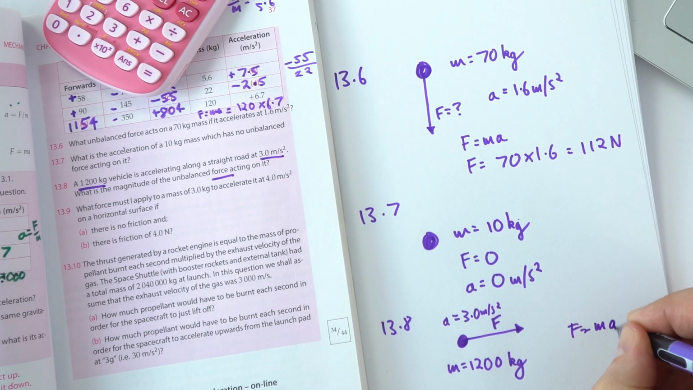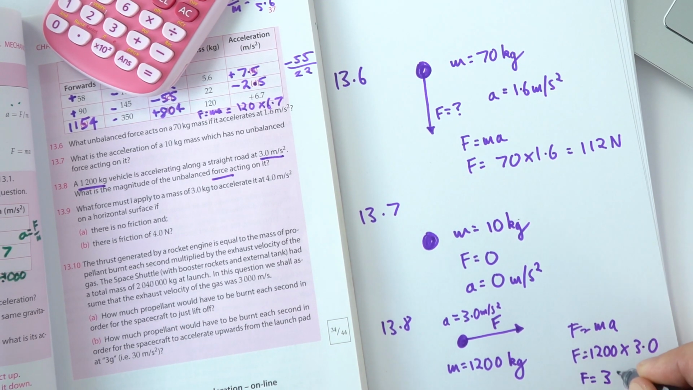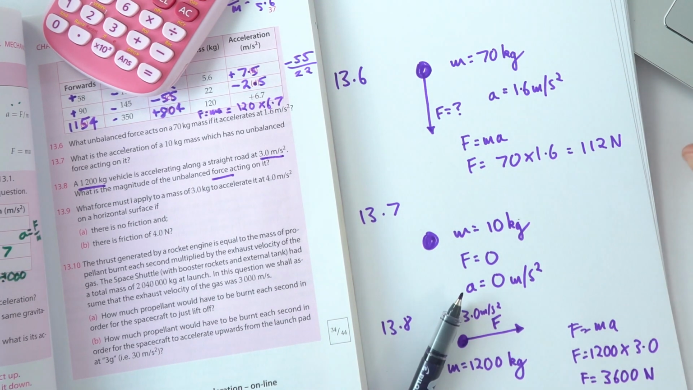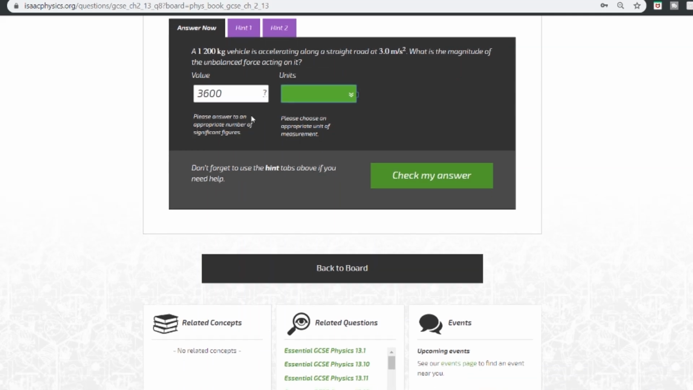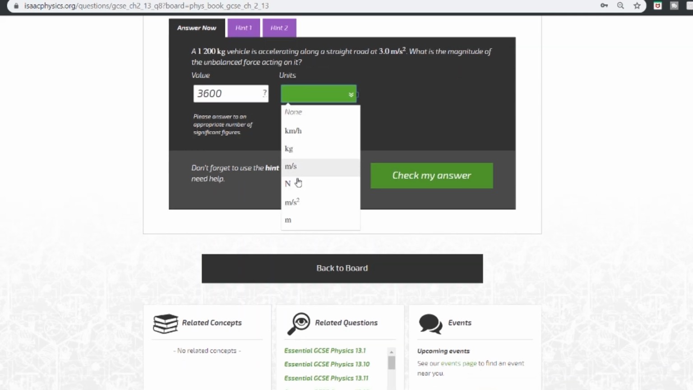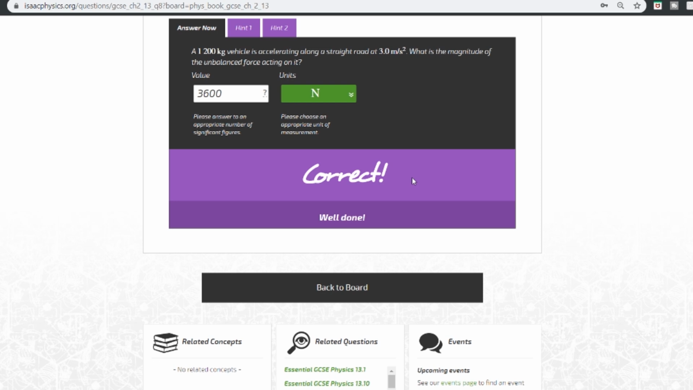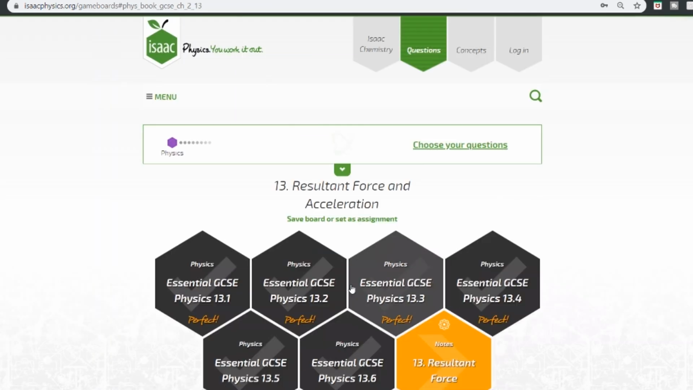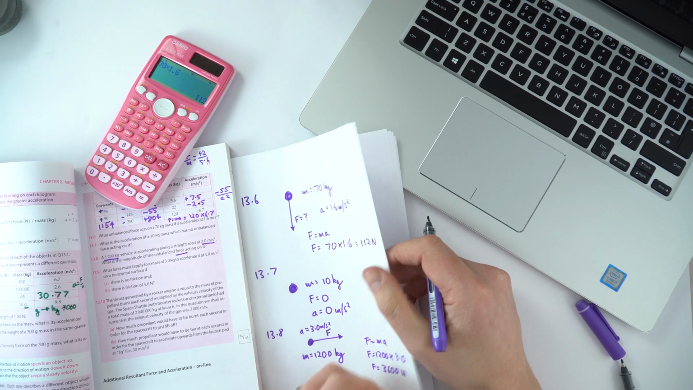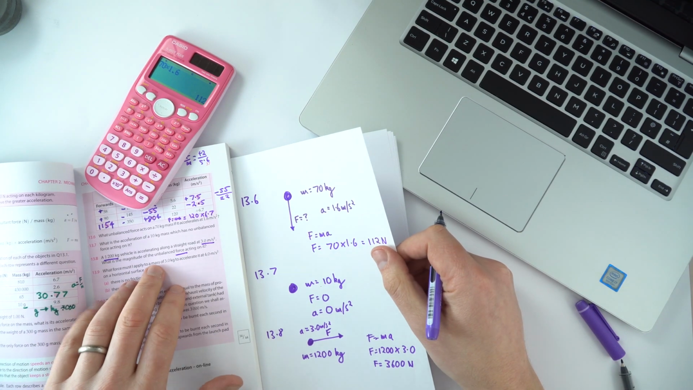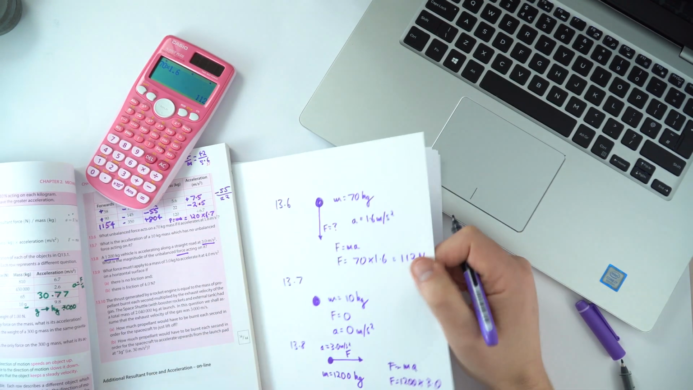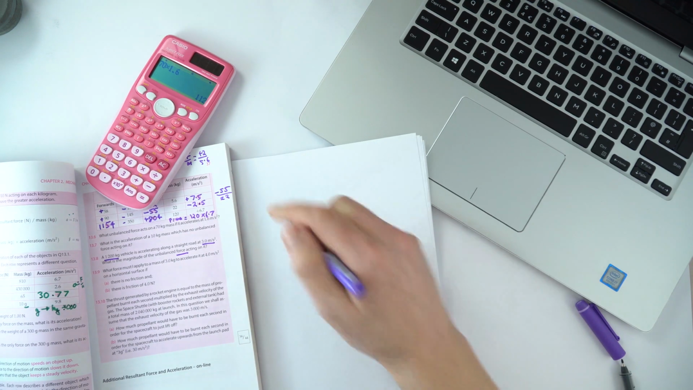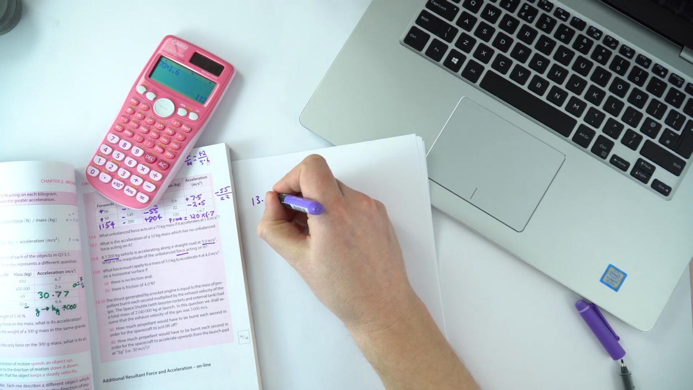F equals ma. You can do this in our heads. So the force is going to be equal to 1200 times 3.0, which equals 3,600 newtons. Correct. Actually, these later questions, I guess they seem straightforward, but that's because of all the work that we've done before this. So the next question, 13.9.